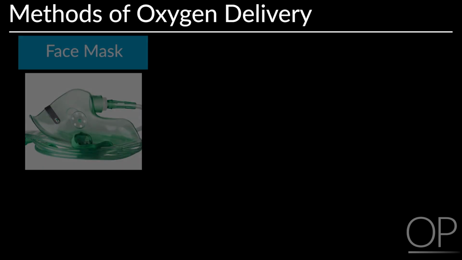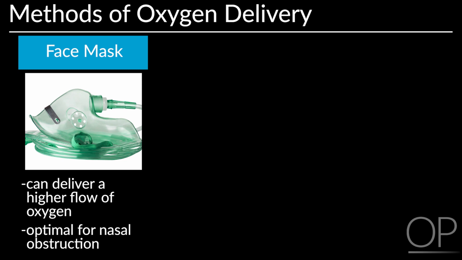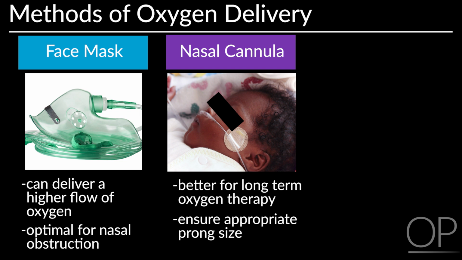There are 3 possible methods of oxygen delivery that can be used for newborns. The first is a face mask, which can deliver a higher flow of oxygen and is optimal for nasal obstruction. A second option is nasal cannula. This is better for long-term oxygen therapy. It is important to ensure appropriate prong size. A third method is CPAP.